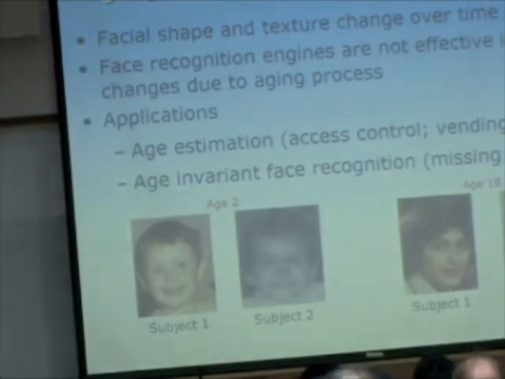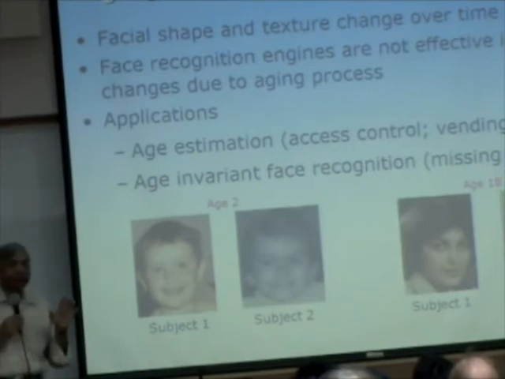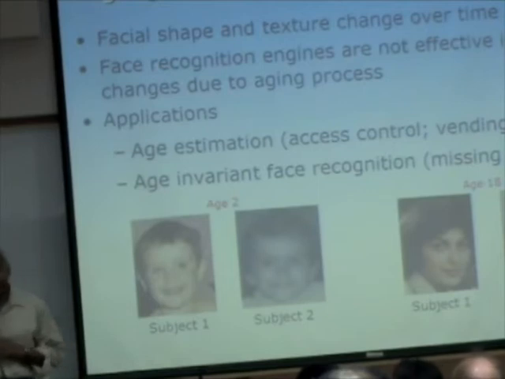So next I want to talk about the age modeling, and this is the work which we are currently doing. So there are two problems here. One is how do we improve the face recognition performance when there's a substantial temporal difference between the probe image and the gallery image? And the other challenging problem is how do we estimate the age?